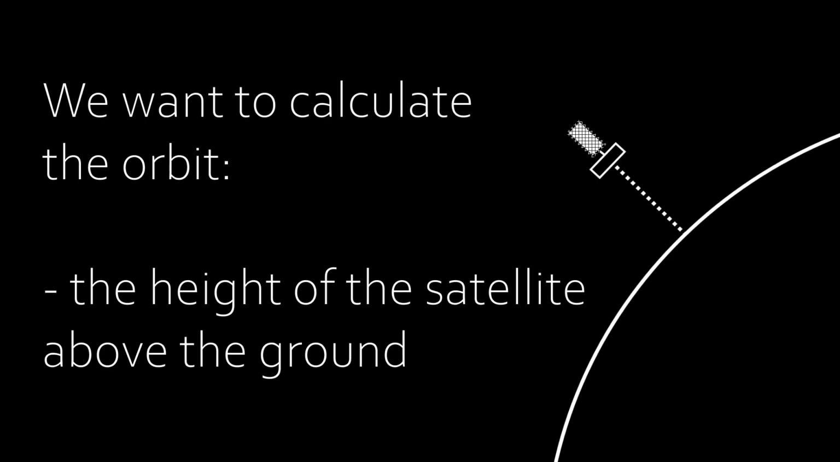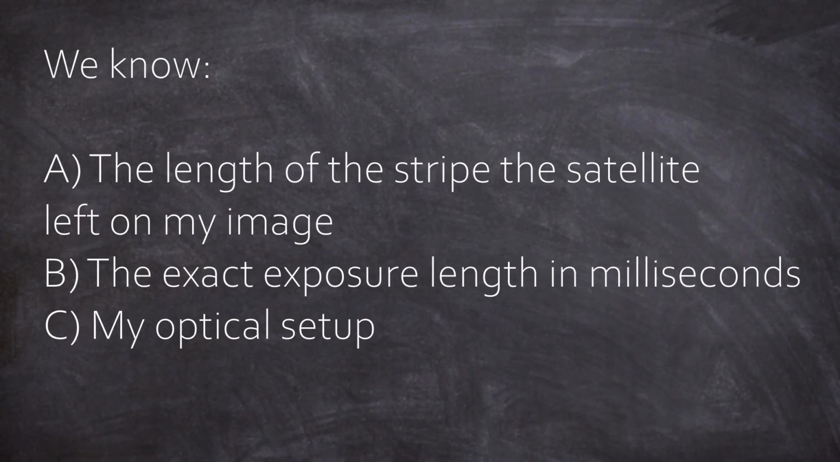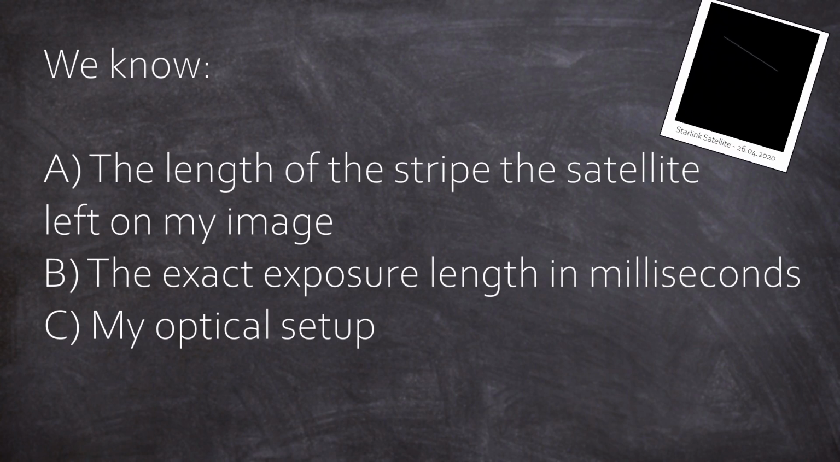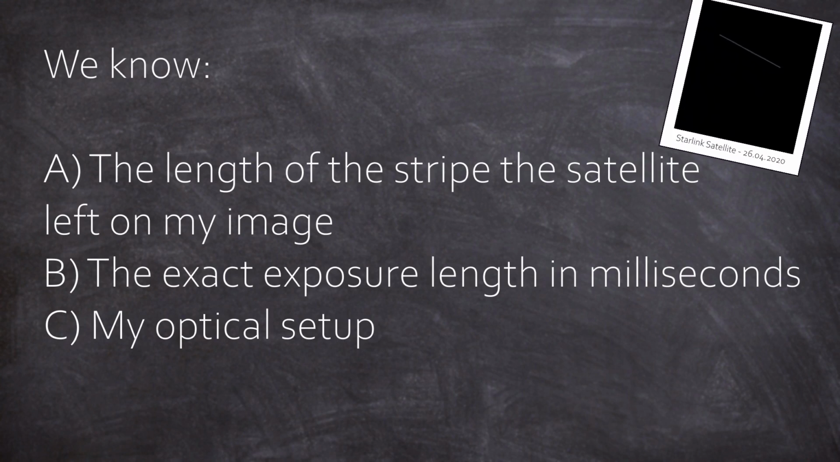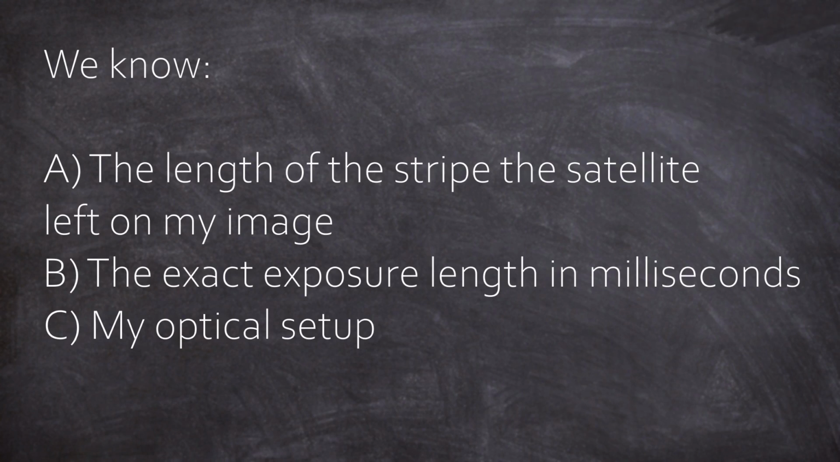Okay, game on. What do we want? The orbit, meaning the height of the satellite above the ground. And what do we have? We know A. The length of the stripe the satellite left on my image. B. The exposure time in milliseconds. C. My optical setup. That should be more than enough.